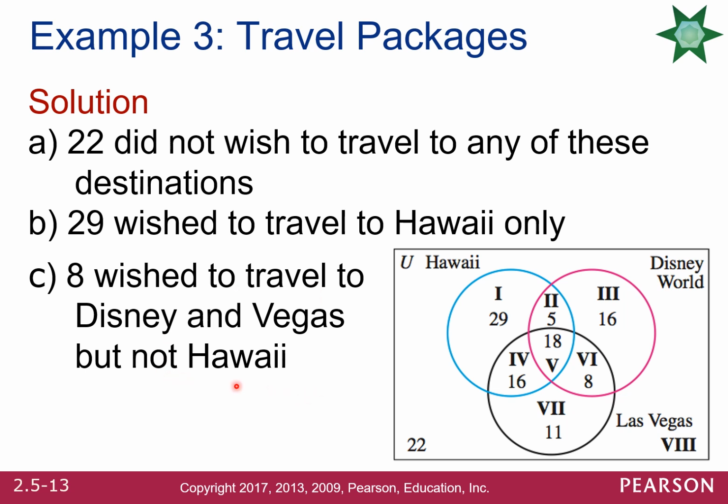So what intersection are they referring to? Disney and Vegas, but not Hawaii. Sorry. The intersection of Disney and Las Vegas is region 6, correct? So be careful about that. Know what intersection you're looking for. This time it's Disney and Vegas, but not Hawaii. So that number is 8 over here. The rest of it is probably in the next slide, so let me pull that up.